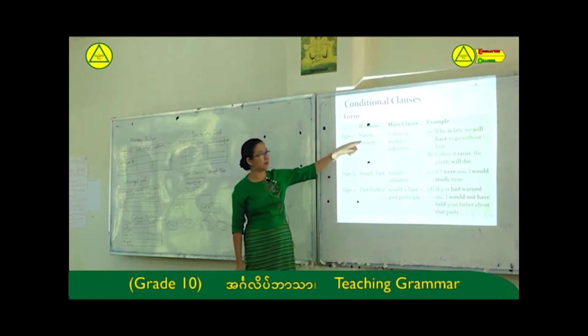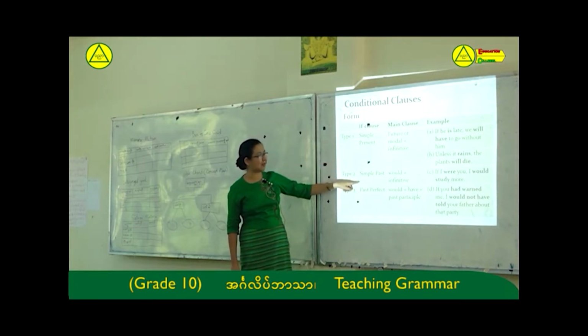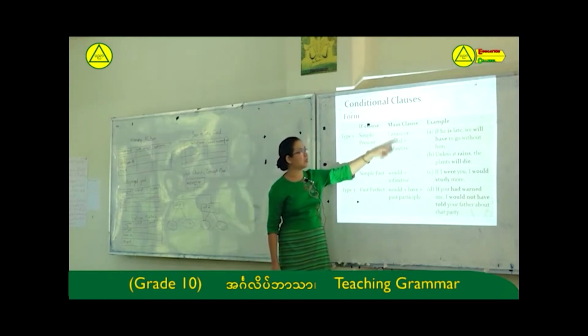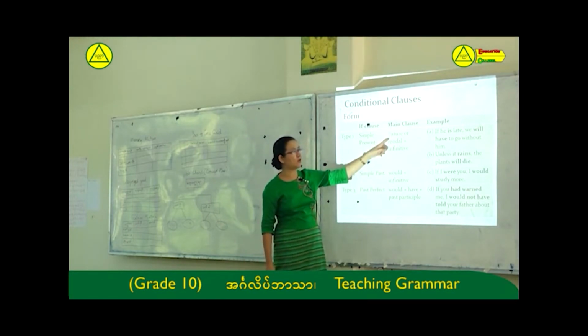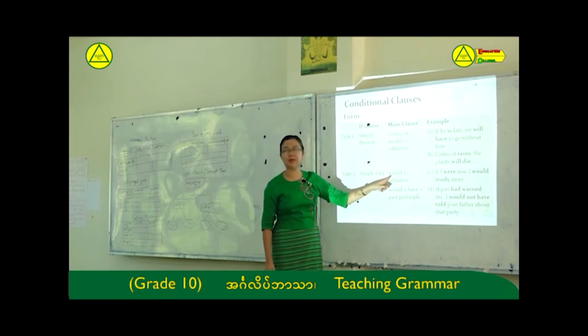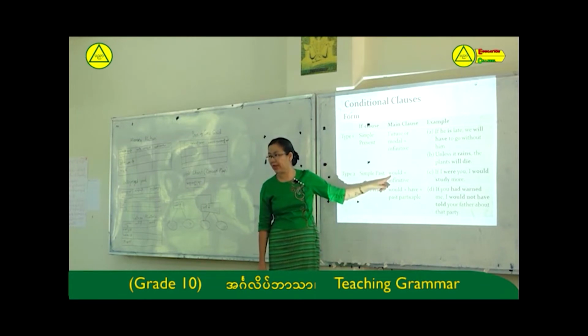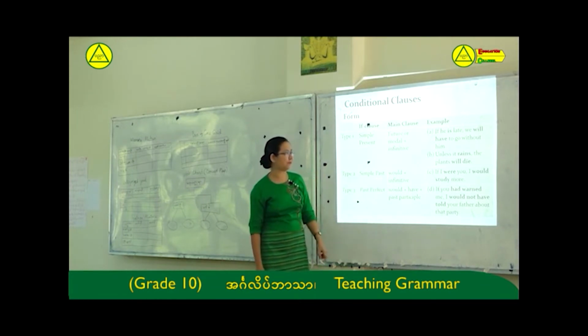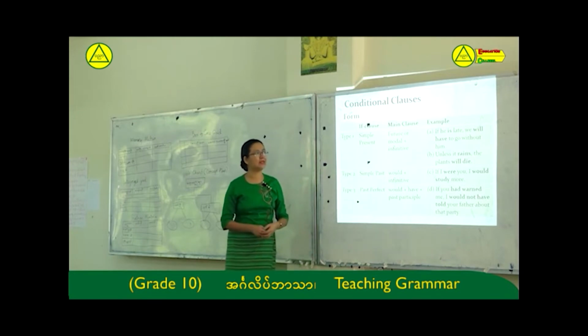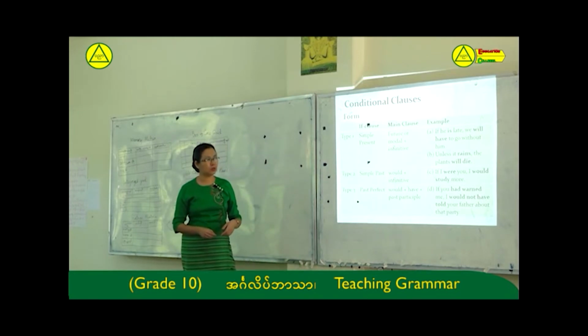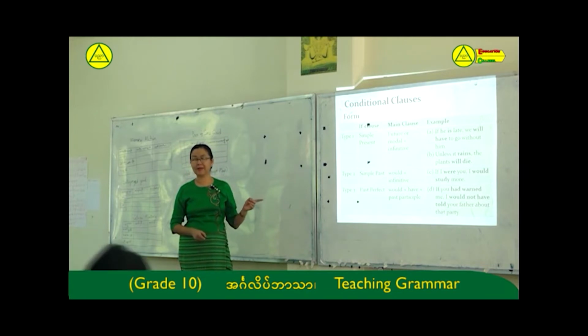In type 2, in the if clause we use simple past tense, and here simple present becomes simple past tense. And then in the main clause, in the place of will and verb infinitive, will becomes would in the past, so would and verb infinitive. Can you read out the example sentence? If I were you I would study more. Not the same sentence, the example sentence.